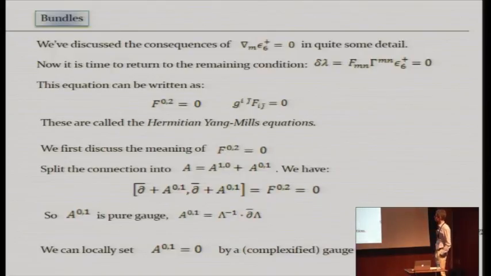vanish. That part of the curvature has to vanish. So we first look at the connection. You split up the connection into a 1,0 and a 0,1 part, and similarly then the covariant derivative has a 0,1 and a 1,0 part. So this is the 0,1 part of the covariant derivative. The commutator of the covariant derivative gives you the curvature. If you just look at the 0,1 part, it gives you F02. But F02 vanishes, that's our condition. That means that A01 is pure gauge. In particular, locally by a gauge transformation, you can just set this thing to 0.